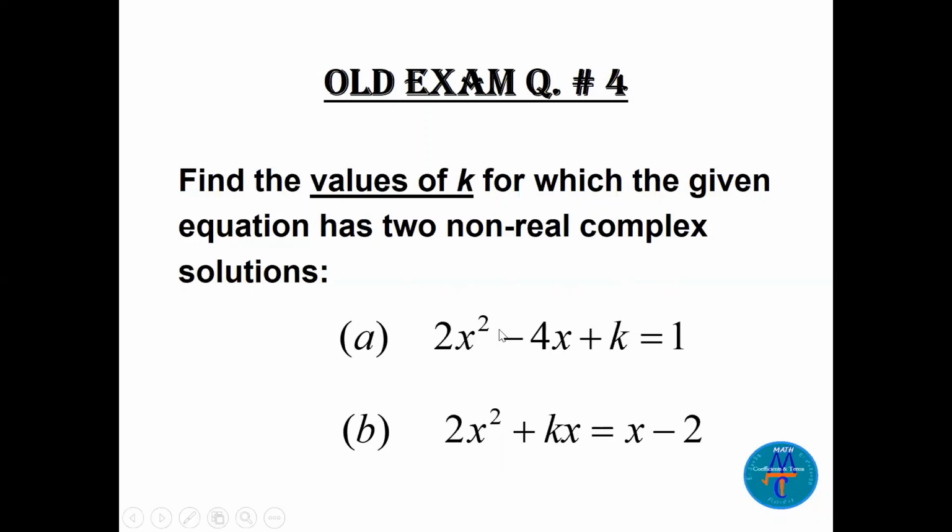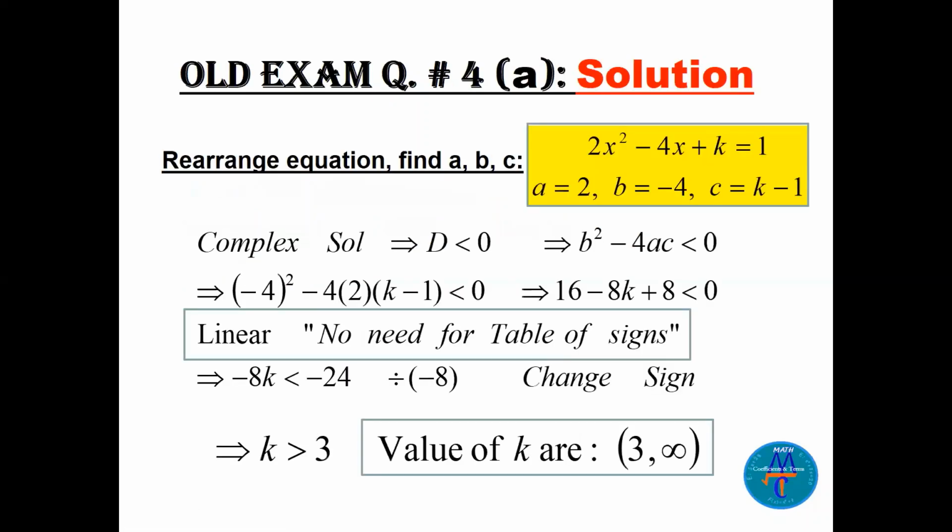Now find the values of the k for which the given equation has non-real complex solution. This one is quadratic here, 2x squared minus 4x plus k is equal to 1. Also this one, another quadratic equation, power 2. We are saying in the question that the solutions are complex, not real. So you have to think of what? Discriminant, remember? Discriminant is less than 0. So that's the whole idea here.